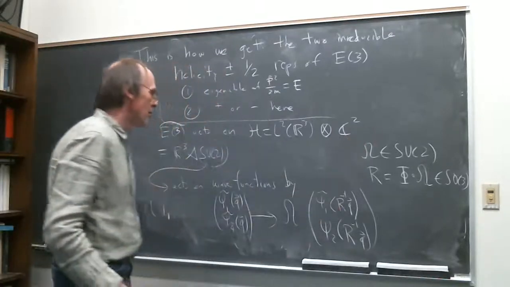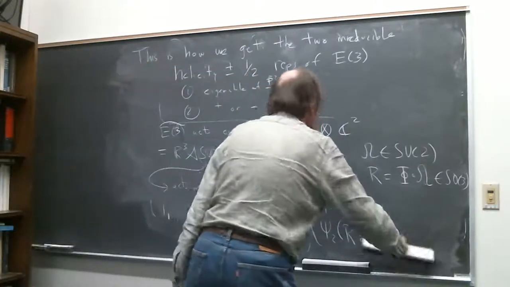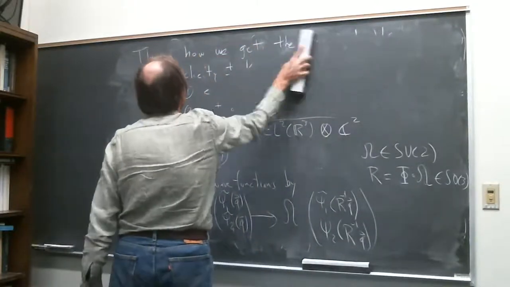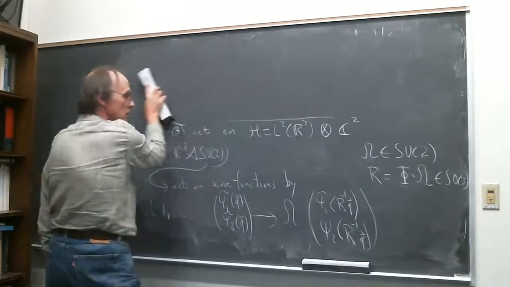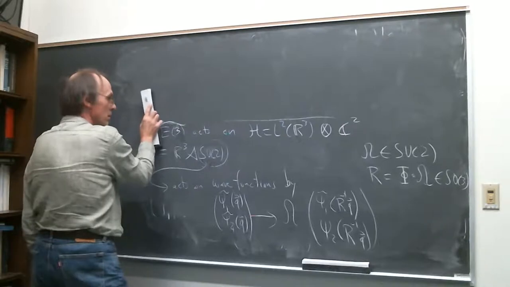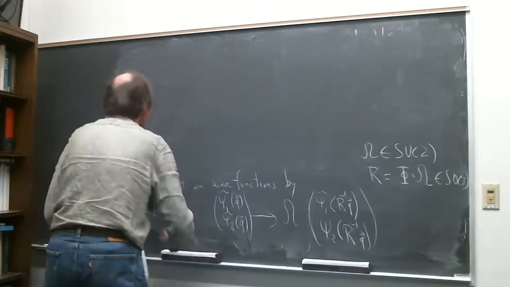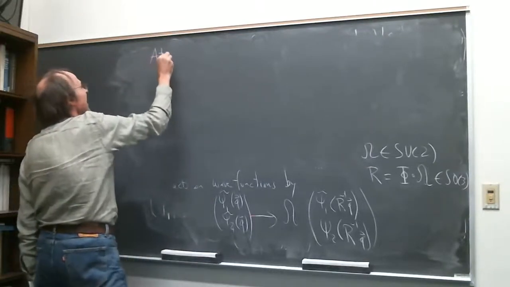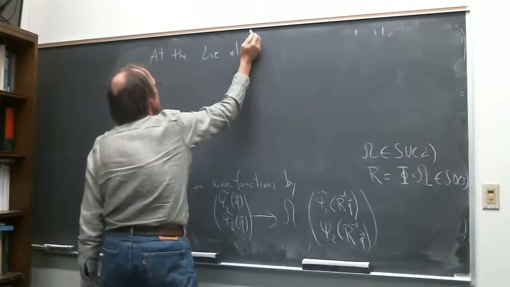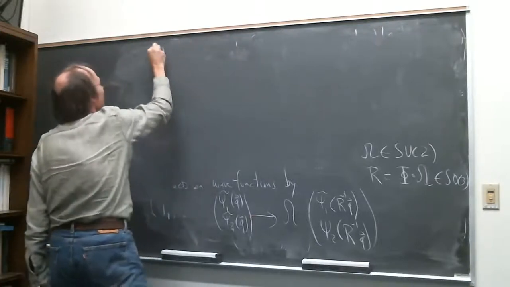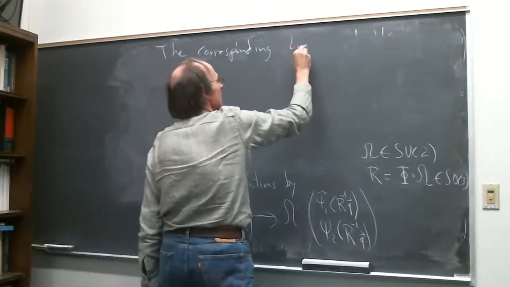But there's a bunch of technology for doing this. So this is what happens at the group level. But then at the Lie algebra level, so the corresponding, let me see if it's right, on the algebra representation.